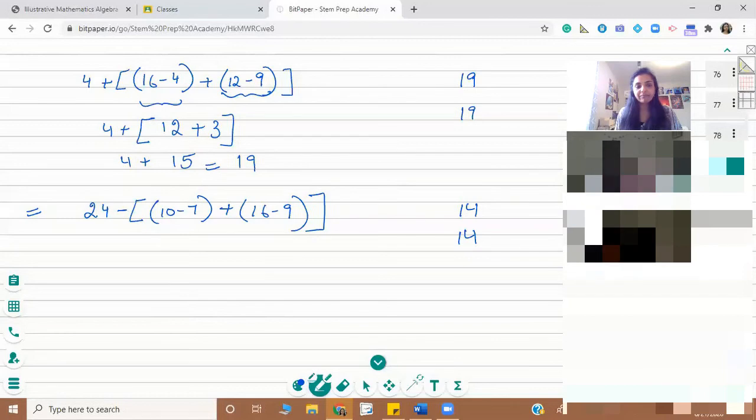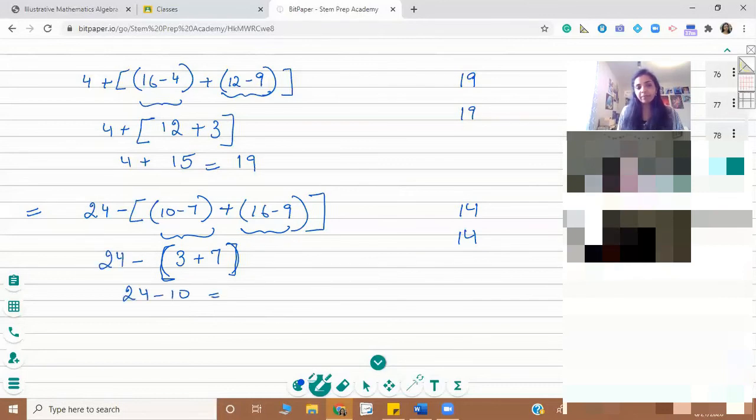So Xenia, this time you will be telling me. Okay, first I did 10 minus 7 and 16 minus 9. Okay, so what did you get over here? I got 3 and the other one I got 7. So then I put the big brackets around it. Oh, I should have put big brackets. Okay. And then I did 3 plus 7, which equals 10. And then I did 4 minus 10, which equals 14. Perfect. Both of you are doing good.